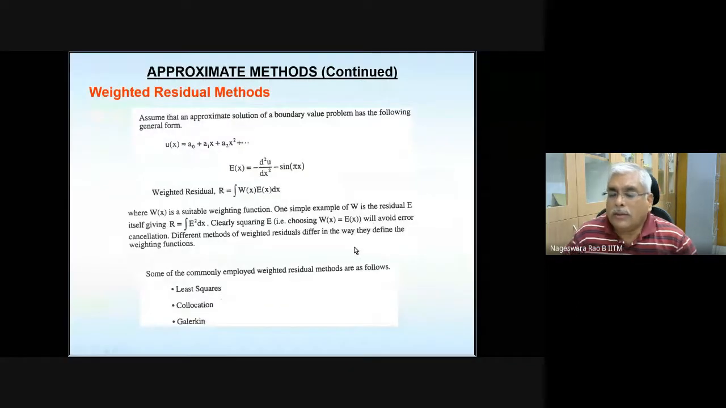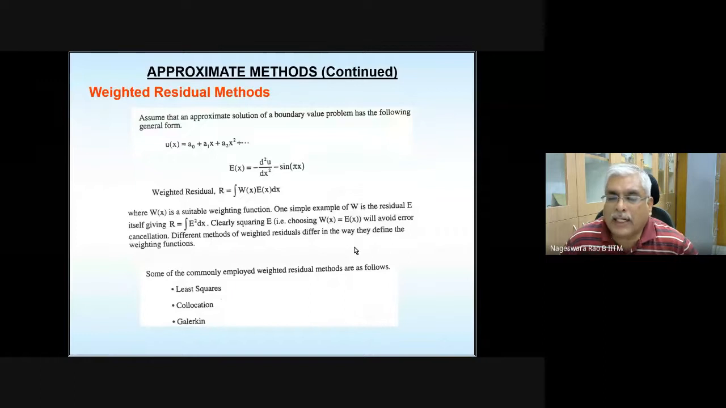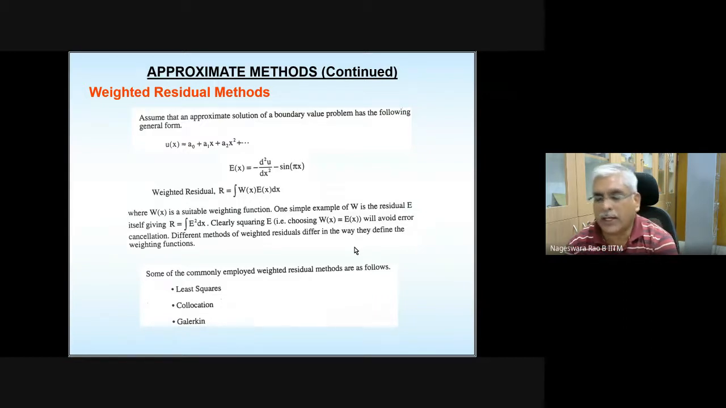So now our focus is going to be selecting the weight function. What is the simplest weight function that you can have? Suppose you have some quantity, and you don't know whether it is positive or negative. You always want that quantity to be positive. What is the best way to make it positive? You multiply it with the quantity itself.